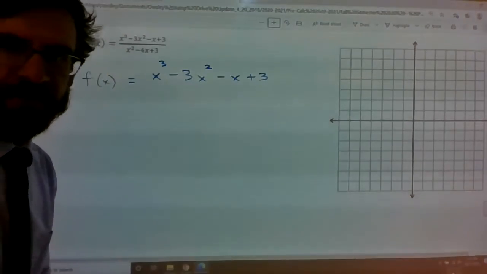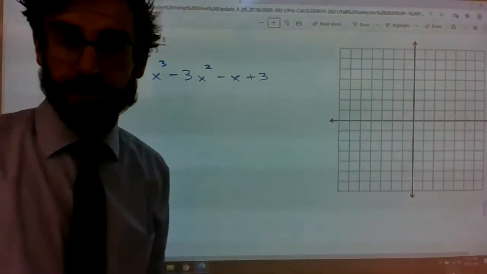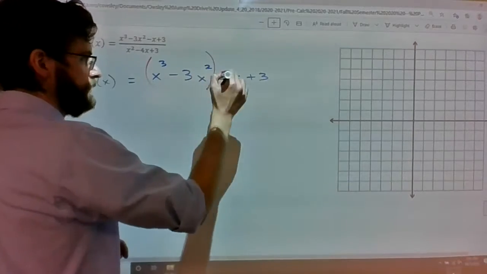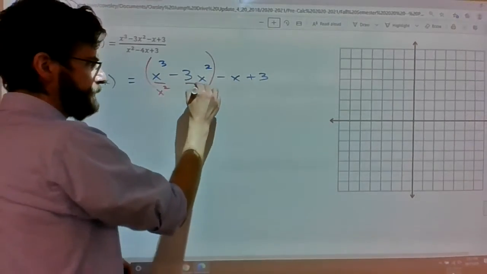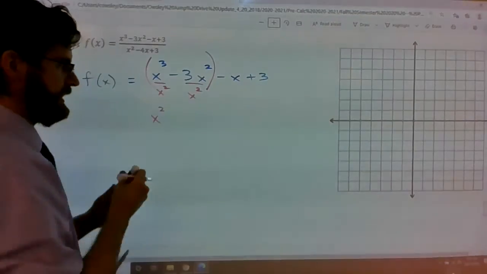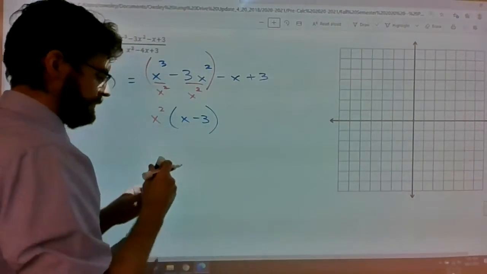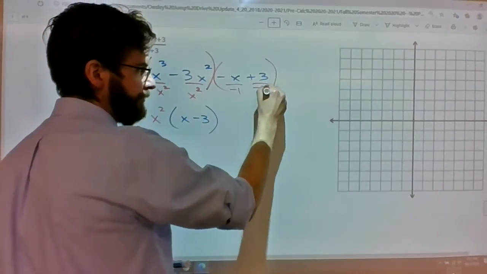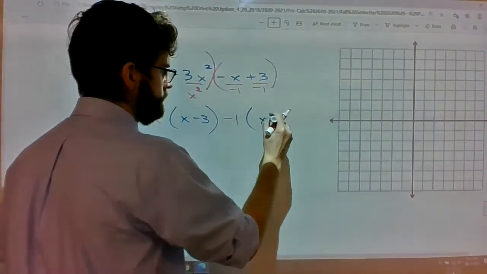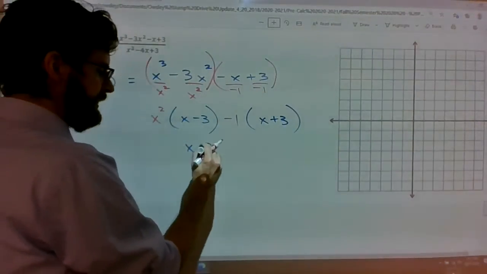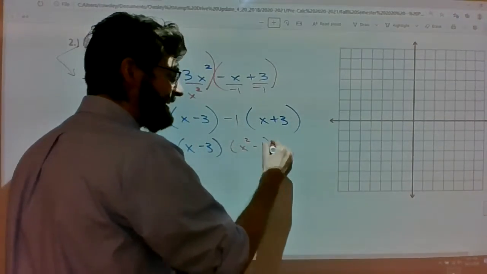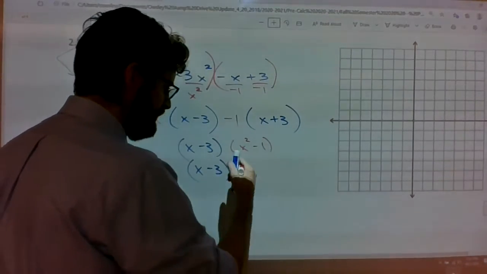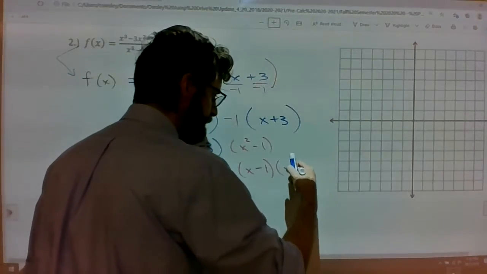The numerator is certainly factorable. There are 4 terms, so I can factor the first 2 by grouping and the last 2 by grouping. You can divide out an x squared, which gives you x squared times x minus 3. We need to make this look like x minus 3, so you have to take out a -1. That gives you x minus 3 times x squared minus 1. Difference of perfect squares, so this is x minus 1 times x plus 1.